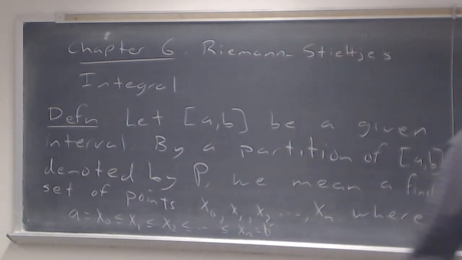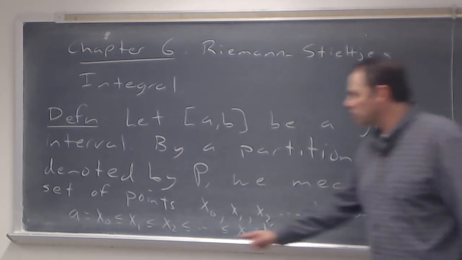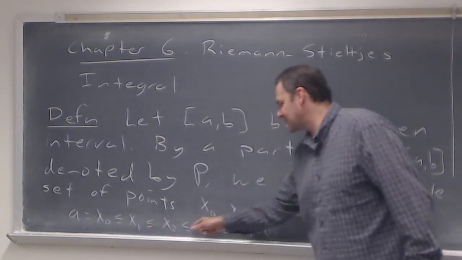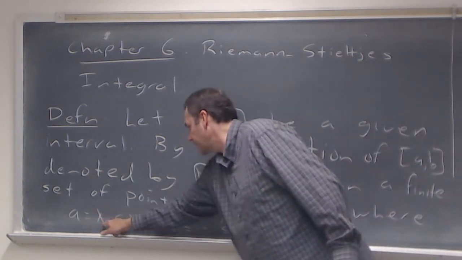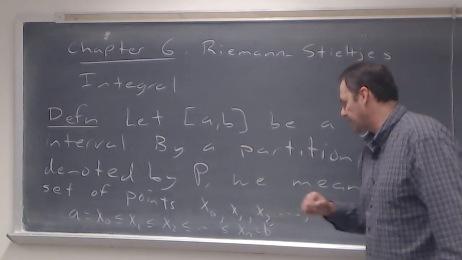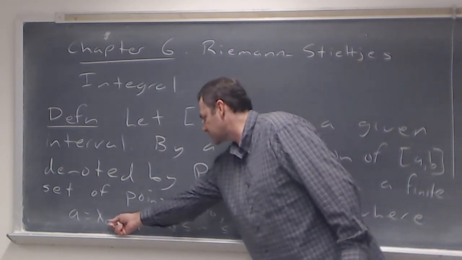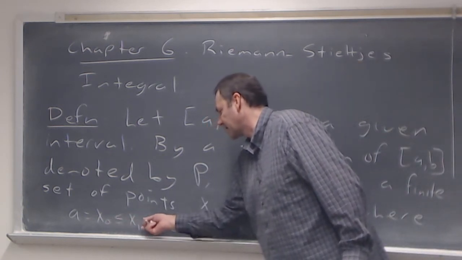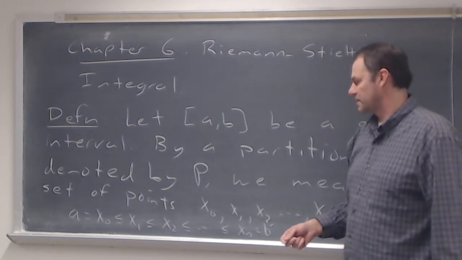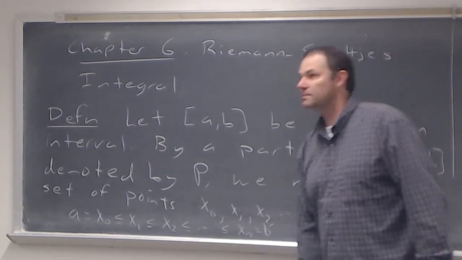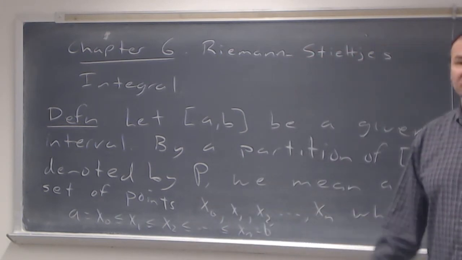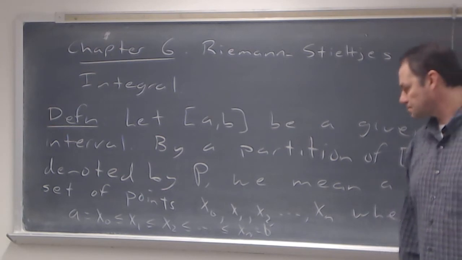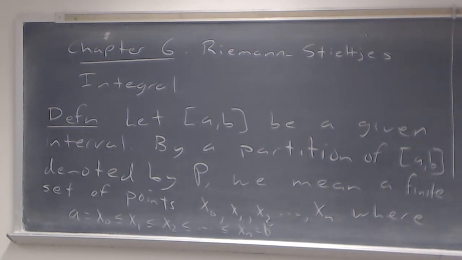We'll do an example of this in a second. In some books, they only say less than. So here, a is equal to x_0, x_n is equal to b, but in some books, they'll just have that x_0 is strictly less than x_1, which is strictly less than x_2, and so forth. But our author is having a less than or equal to requirement, which is okay.